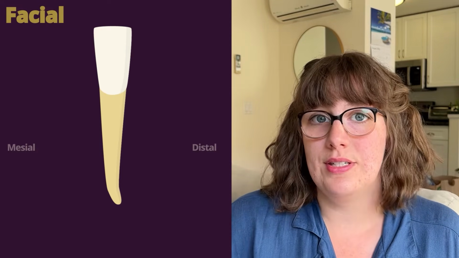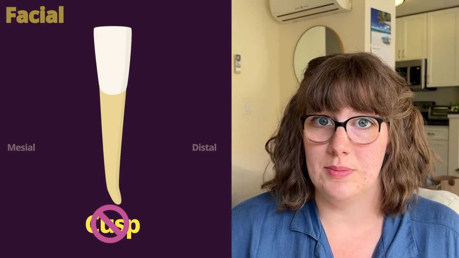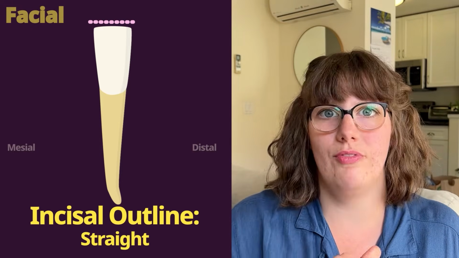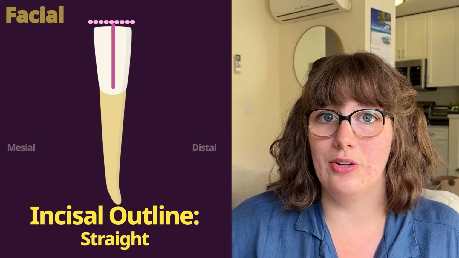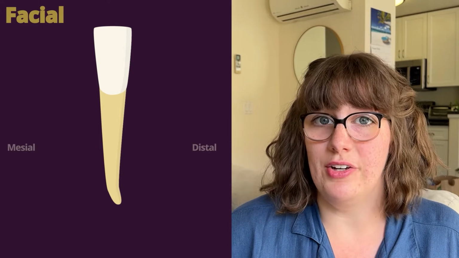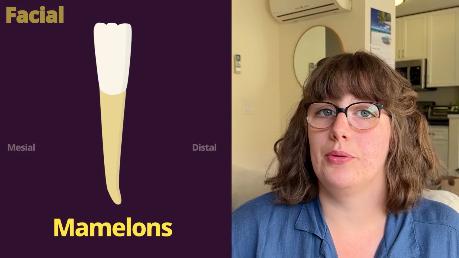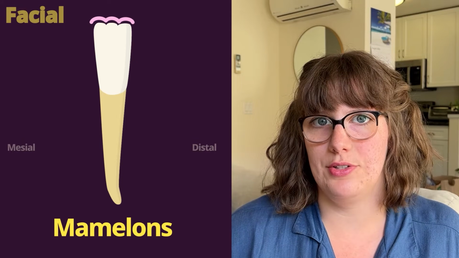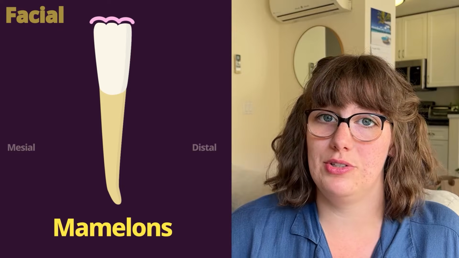Like all incisors, this tooth has an incisal ridge and no cusp. So the incisal outline is straight, very straight, at a right angle to the long axis of the tooth. At eruption, or if this tooth isn't in function, there may be 3 mamelons, or 3 bumps on the incisal ridge. These correspond with the 3 facial developmental lobes.